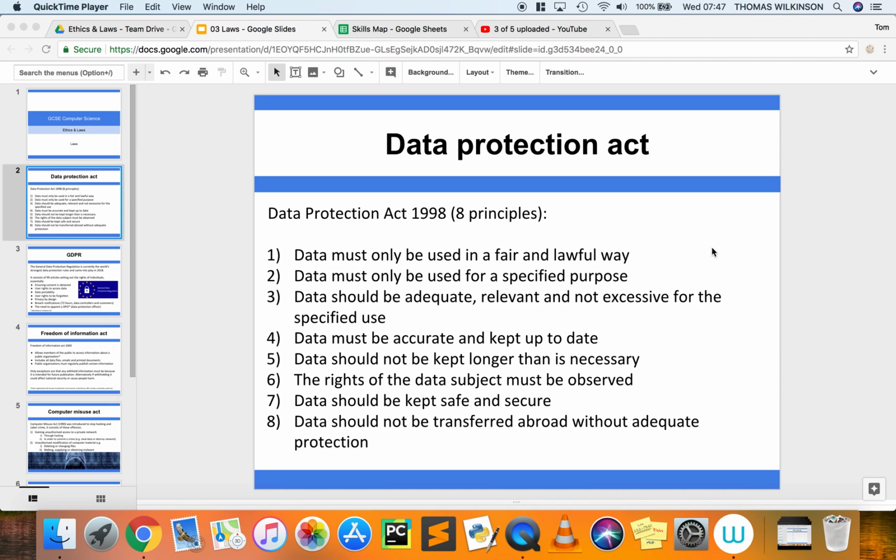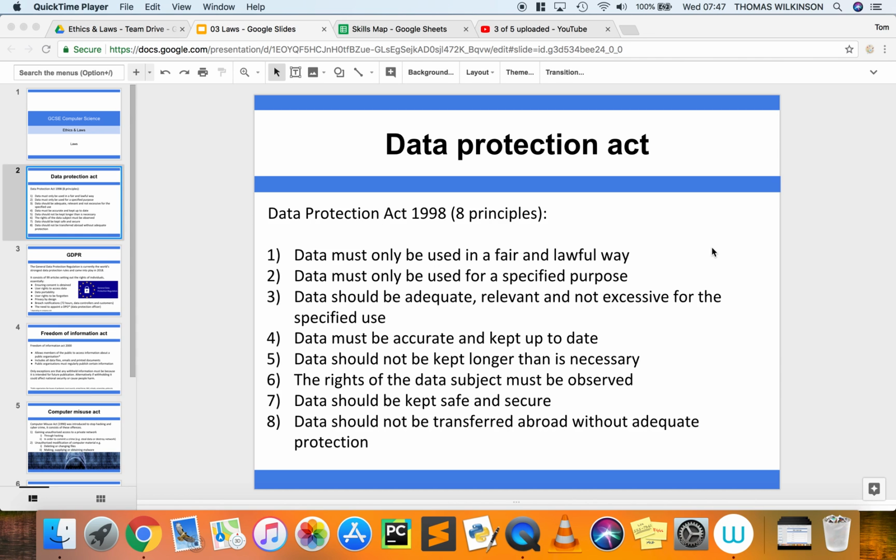The 8 principles are all listed on these slides that you can have a look at. Do you need to remember all 8 for the exam? Probably not. What I would suggest to you though is that you have a fairly good working understanding of what some of these different points mean.